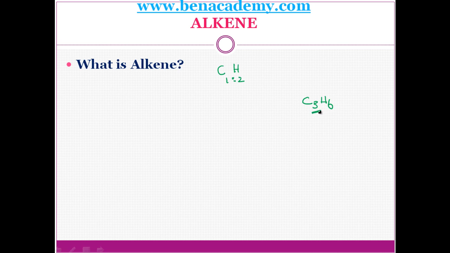Look at the number of carbons, that is 3. Look at the number of hydrogens, it is 6. So what is the ratio? So this is 1:2. So if the ratio between carbon and hydrogen is 1:2, then that hydrocarbon is alkene.